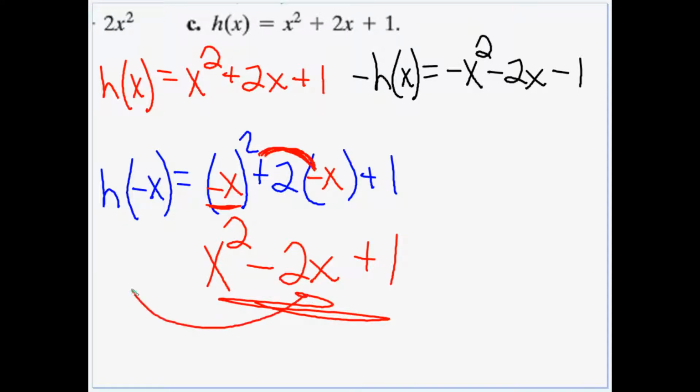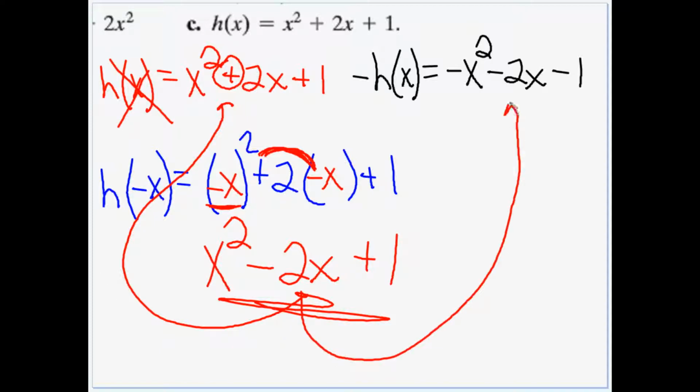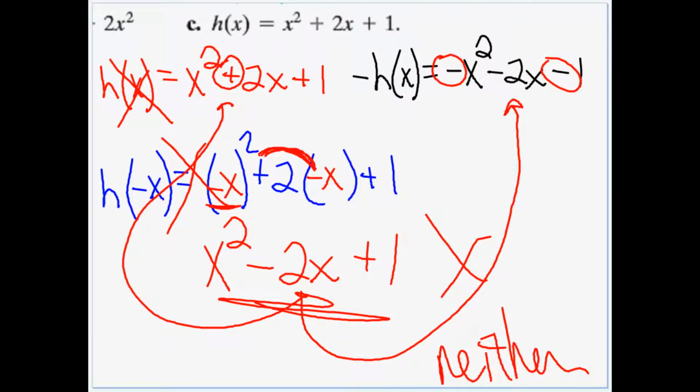Did that get us back to where we started? No, this sign is off, so it's not even. Did it take us over here to the negation? No, because we need a minus here and for the constant 1, so it didn't match that. It's not even, it's not odd, it's neither. Neither.